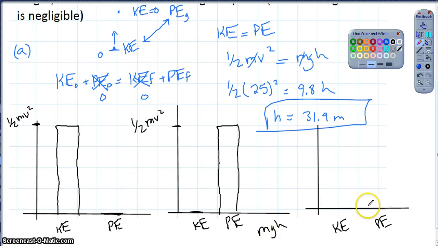So if I focus just on the potential energy, then it's clear to see that at half the height, it is going to have half potential energy and then half kinetic energy as well. So this would be at 1/4 mv squared, because that's 1/2 of 1/2 mv squared.